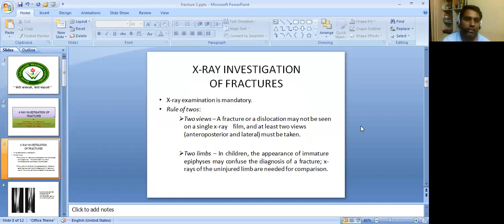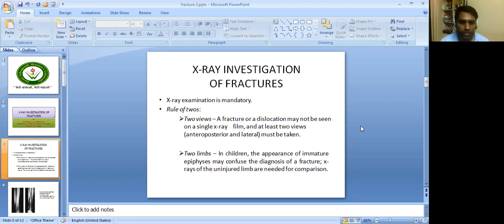in the X-ray. So X-ray examination is mandatory for fractures, and there are two rules. There should be two views. A fracture or a dislocation may not be seen on a single X-ray film, and at least two views, that is anterior-posterior and lateral, must be taken.